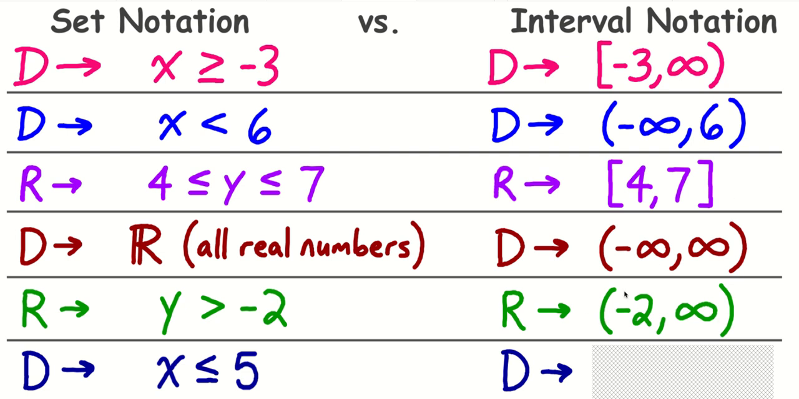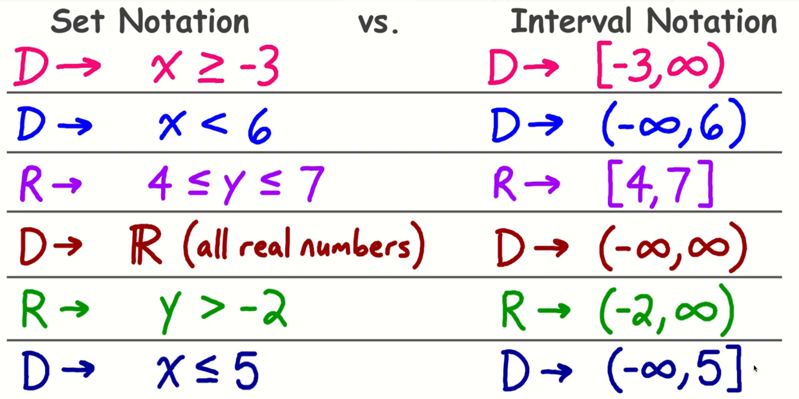And I don't know, maybe by now you're noticing, sometimes we have parentheses and sometimes we have brackets. Is that on purpose? Is there anything to that? Yep. We'll talk about that in a second. But first, this final domain in navy blue. All x is less than or equal to 5. Everything that's less than or equal to 5, well, that would be from negative infinity to 5.